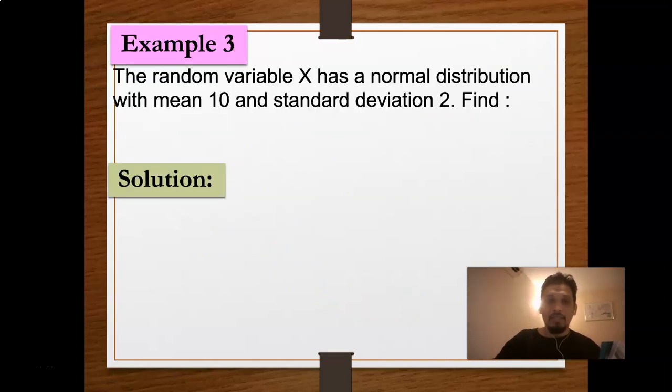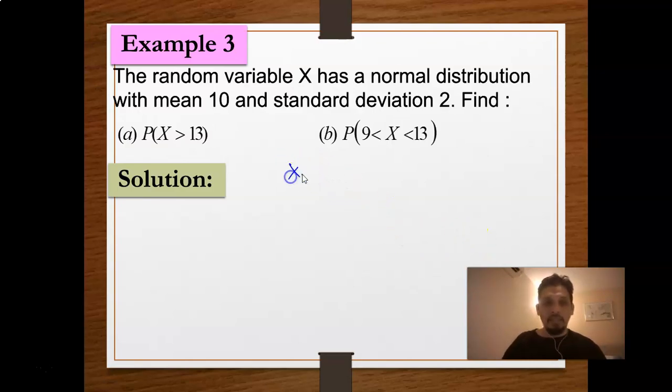Now example 3. The random variable X has a normal distribution with mean 10 and standard deviation of 2. So find this one here. X is normally distributed, not binomial. It's a normal distribution, sorry.